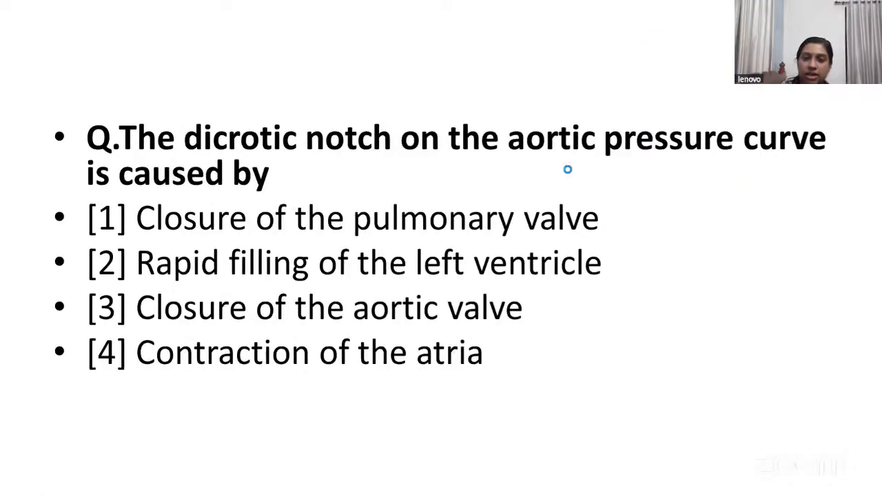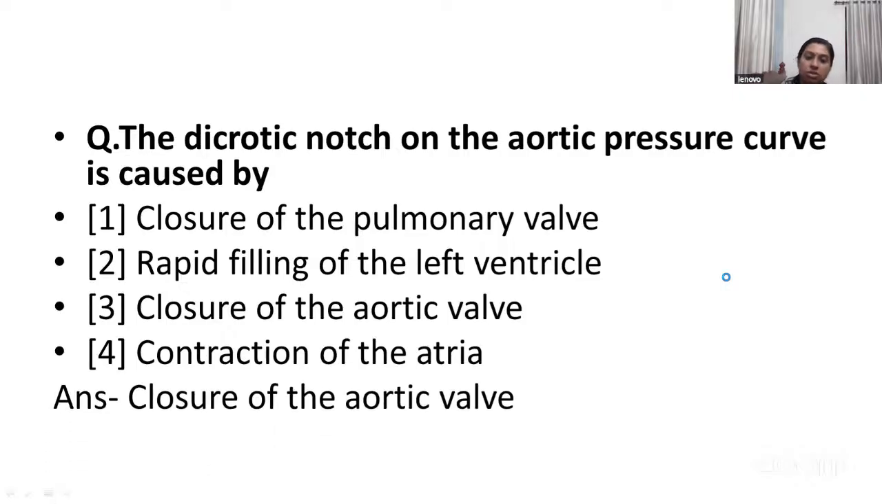Next question. The dicrotic notch on the aortic pressure curve is caused by. The options are closure of the pulmonary valve, rapid filling of the left ventricle, closure of the aortic valve, contraction of the atria. What's the answer? Closure of the aortic valve.